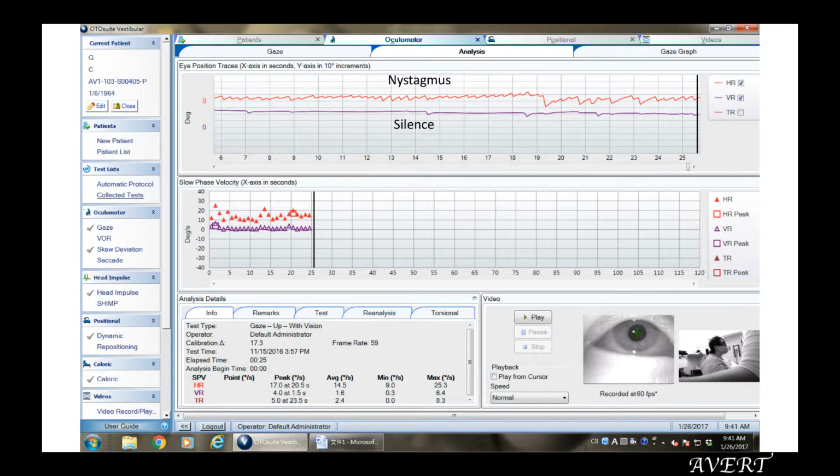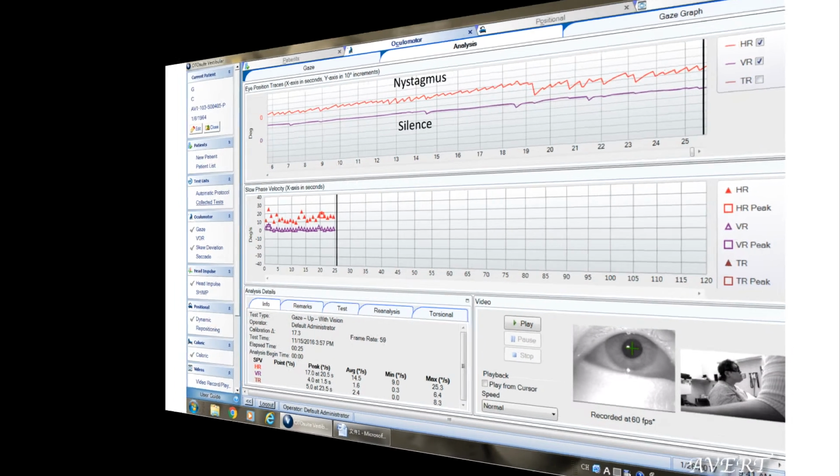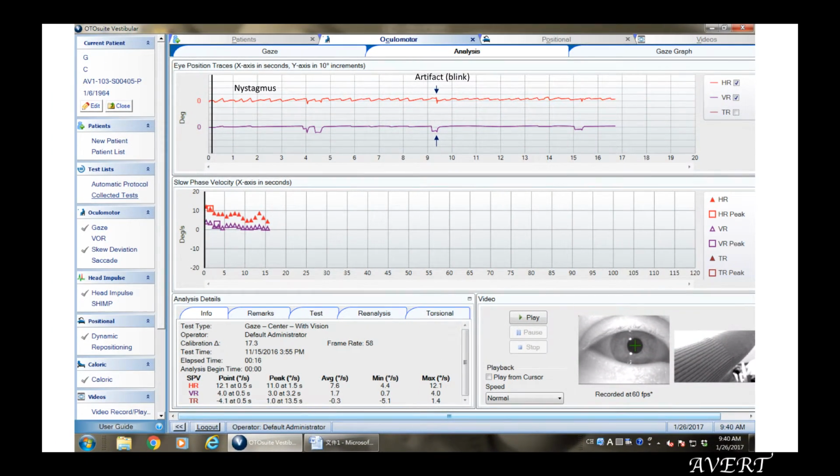Now we will show a few cases. In this first case, the horizontal trace shows typical nystagmus with quick phases to the left. The vertical trace is almost silent, with only a few blink artifacts. In this case, the horizontal trace shows a persistent nystagmus, including a few blink artifacts in both traces, shown by the arrows.